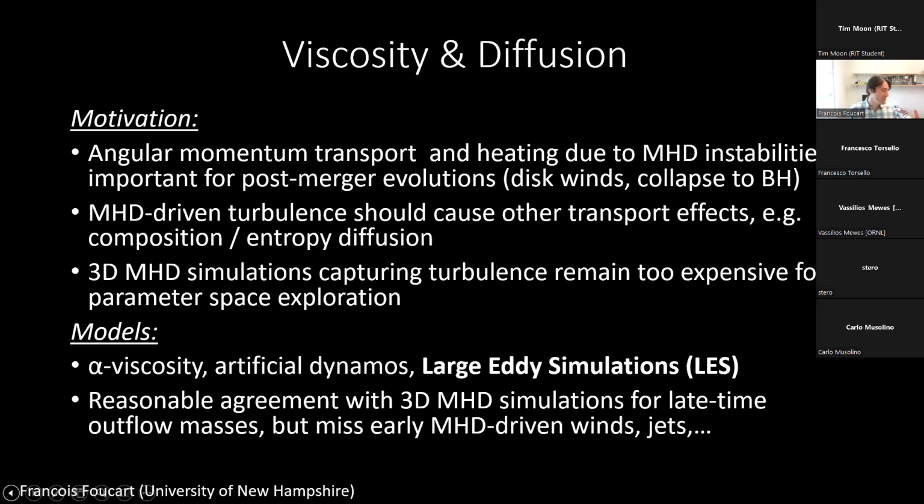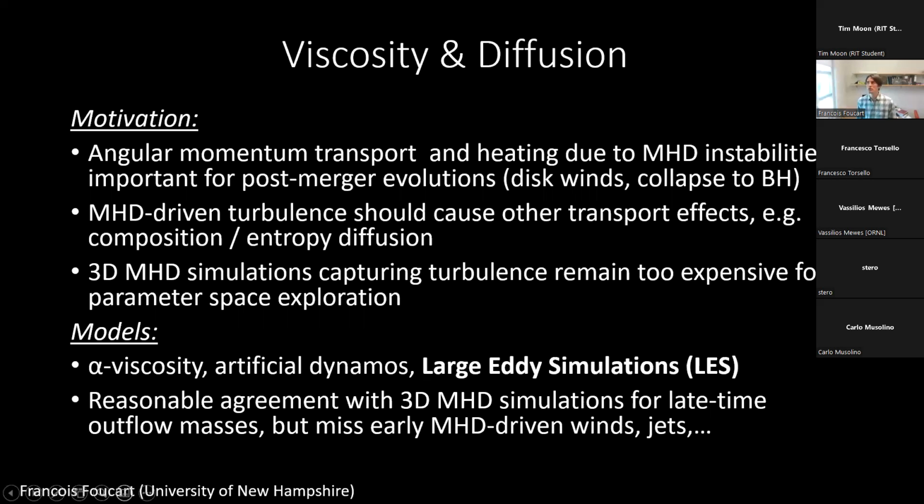There are a lot of physical processes that we know happen in 3D MHD simulations that these subgrid models do not capture. For example, they do not capture the early magnetically driven winds in simulations. They do not form relativistic jets because there is no formation of a large-scale magnetic field in these simulations.